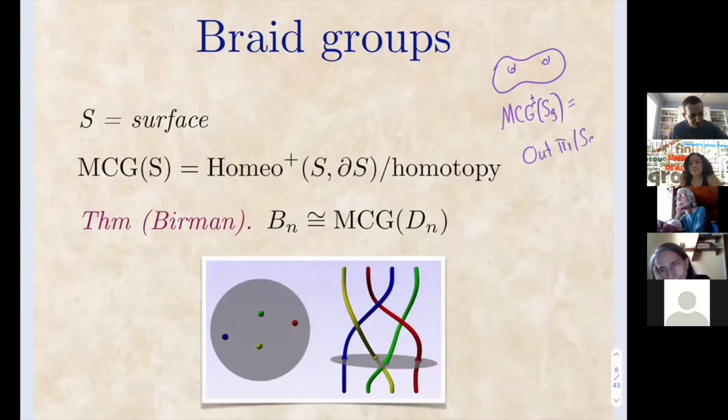Out of automorphisms of pi1 of S_g. It doesn't quite work for the punctured disk because the fundamental group of a punctured disk is a free group. And so it's a subgroup of the outer automorphisms of the free group. It's the subgroup that preserves the conjugacy classes of the loops around the punctures. But yes, that's a good point. It's a good way to think about mapping class groups algebraically, just how they act on pi1 of the surface.